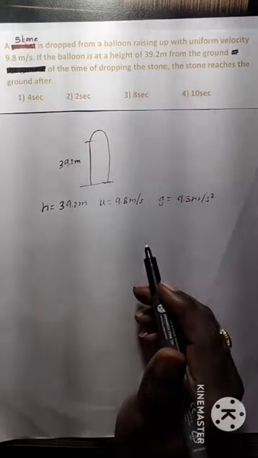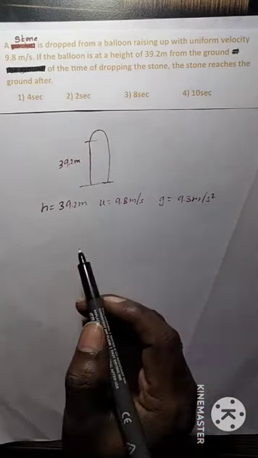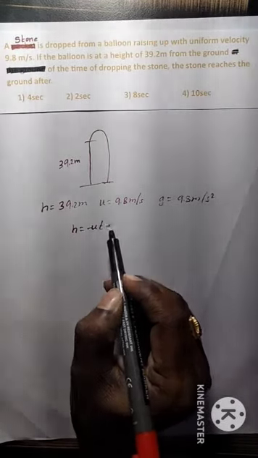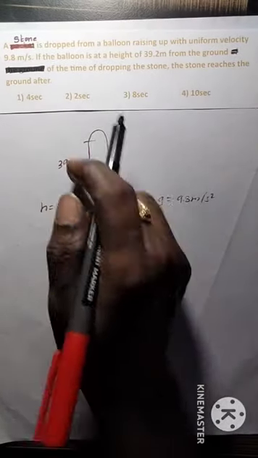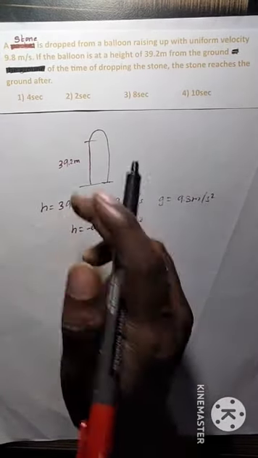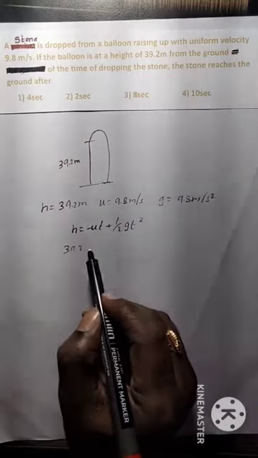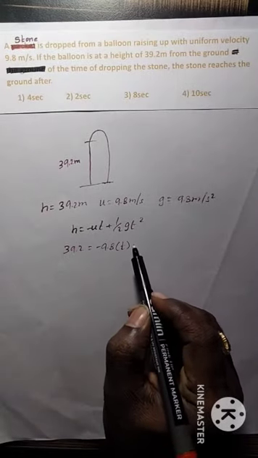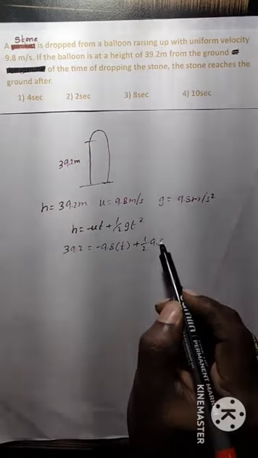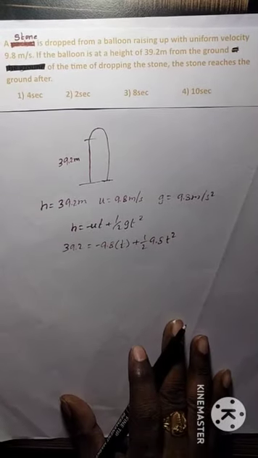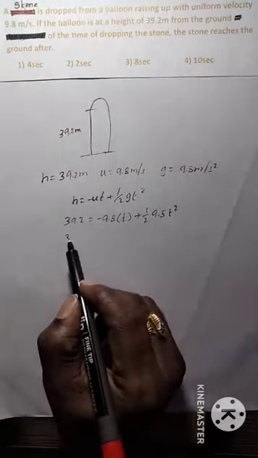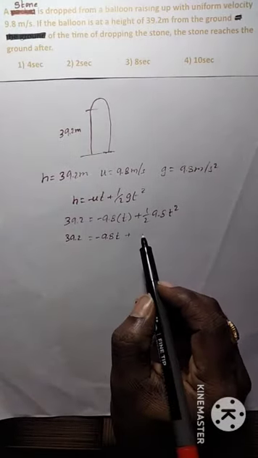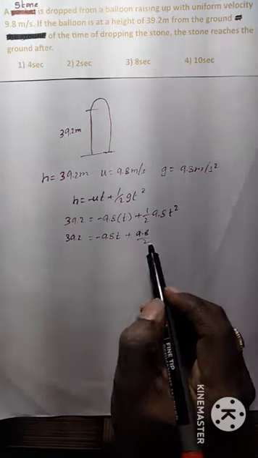Now there is an equation to find the time of flight: h is equal to minus ut plus half gt square. In this situation we use this equation to solve the problem. h value is 39.2 and u value is minus 9.8. And t we don't know, we have to find it, and half into 9.8 into t square. So 39.2 is equal to minus 9.8 t plus 9.8 by 2 t square.